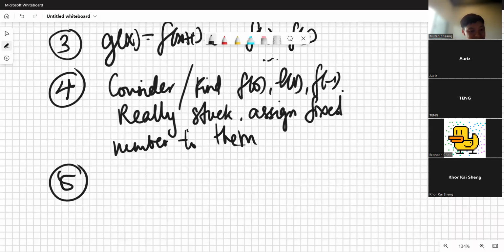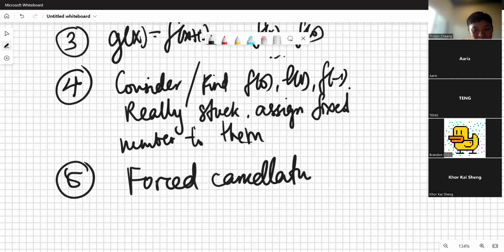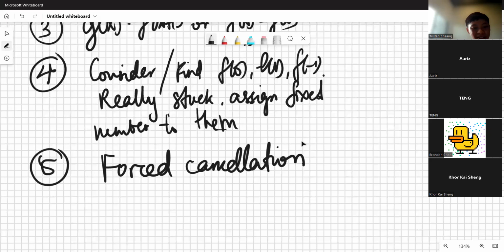So the fifth one is a very interesting technique. It's called forced cancellation. Oops, actually, I had a typo there. It should be forced cancellation, the past participle, of course. So this means you want to force the cancellation. I'm just telling you to force the cancellation.